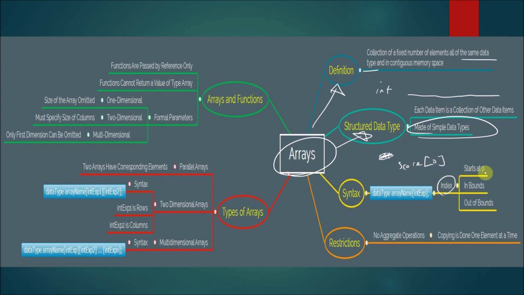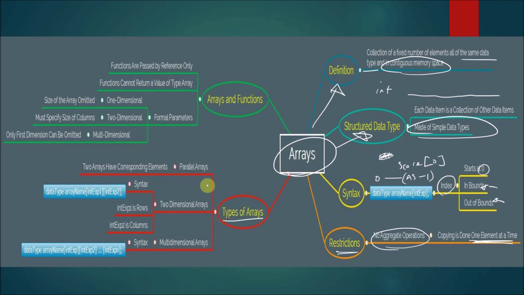It starts at 0. And you want it to be in bounds, meaning that your values are between 0 and array size minus 1. You don't want it to be out of bounds, because then you could get weird data outside of your contiguous memory space. Some restrictions again, remember there are no aggregate operations. If you do anything with arrays, it must be done one element at a time.